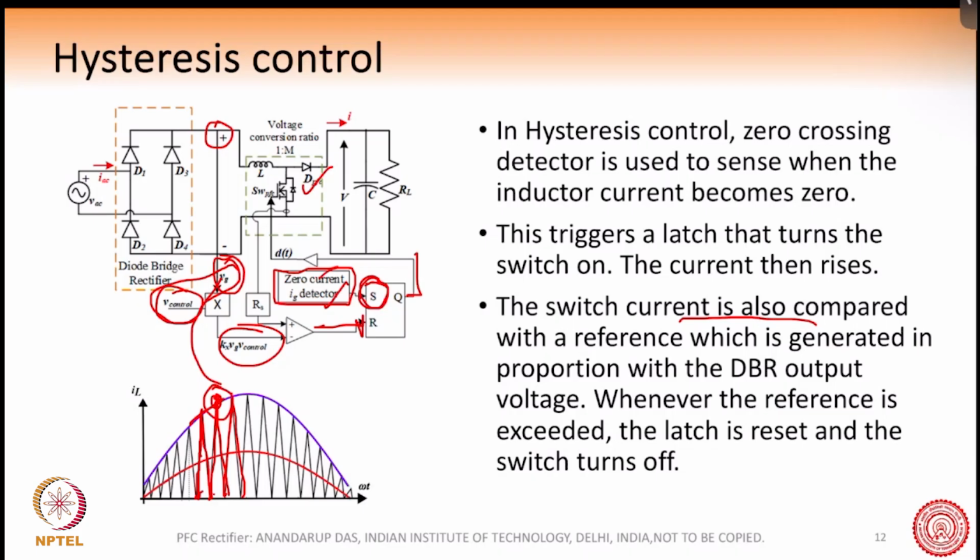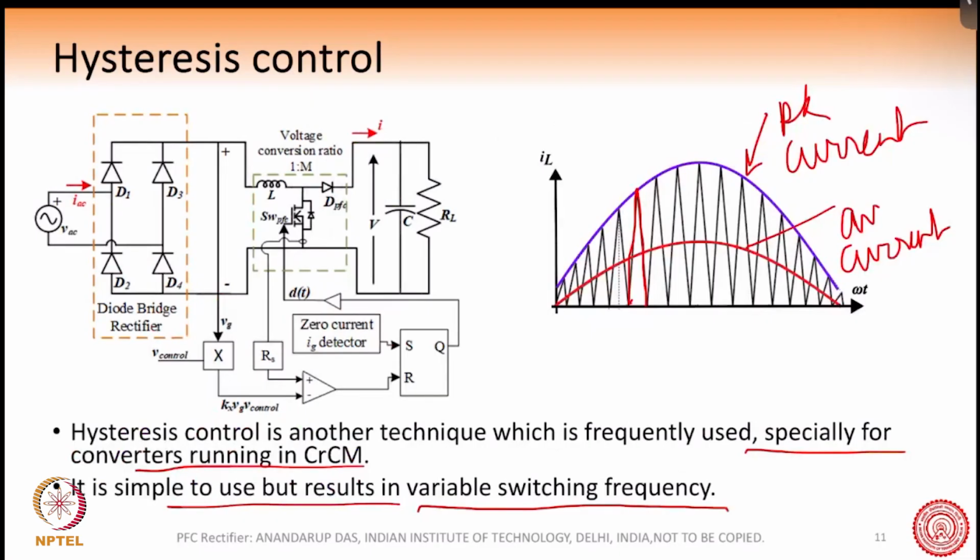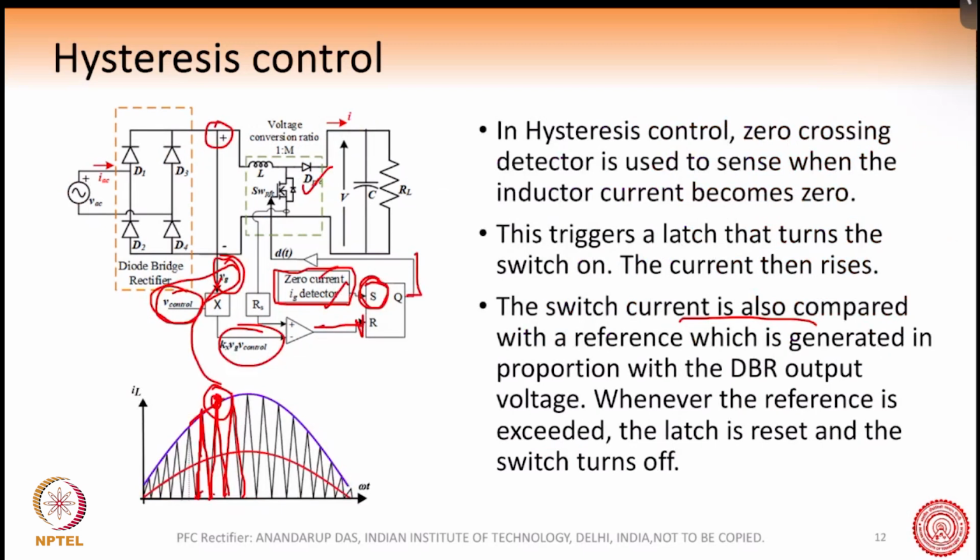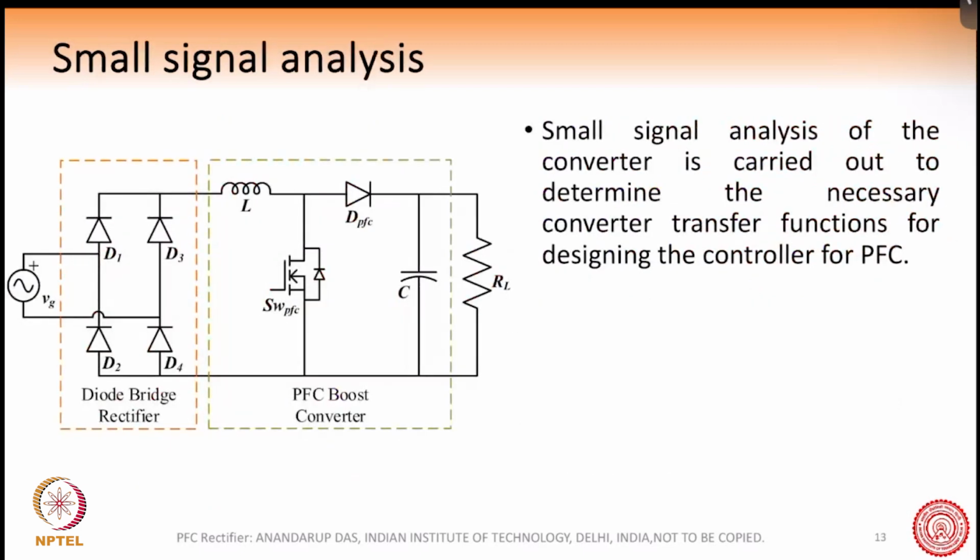But the problem that we have mentioned here is that it has a variable switching frequency. That is the main problem, and so it creates a wide spectrum of noise. And so sometimes it is maybe a better idea to actually go with the average current control. Now, if you want to implement the average current control, what you need to understand is that we have to do a small signal analysis of the converter for the necessary converter transfer functions.